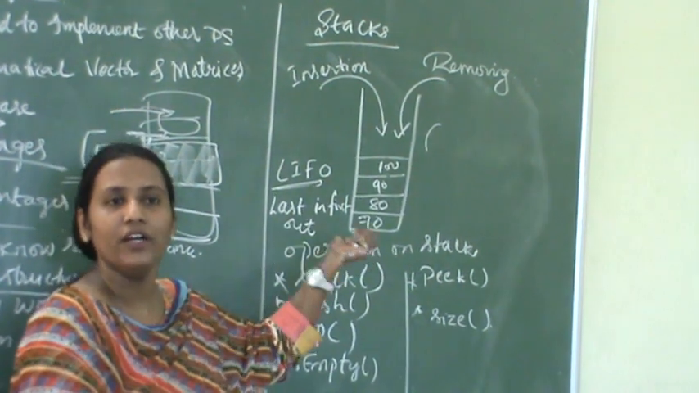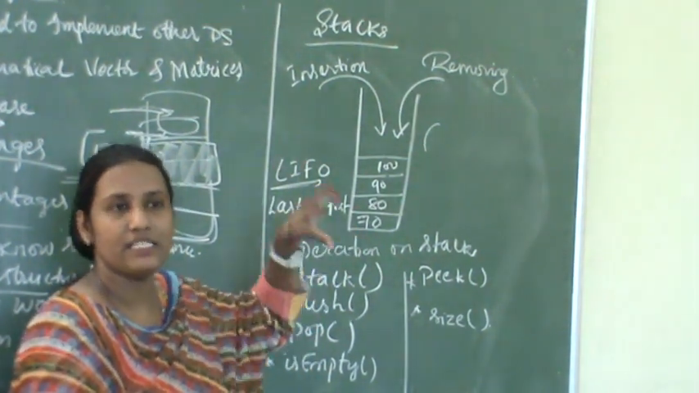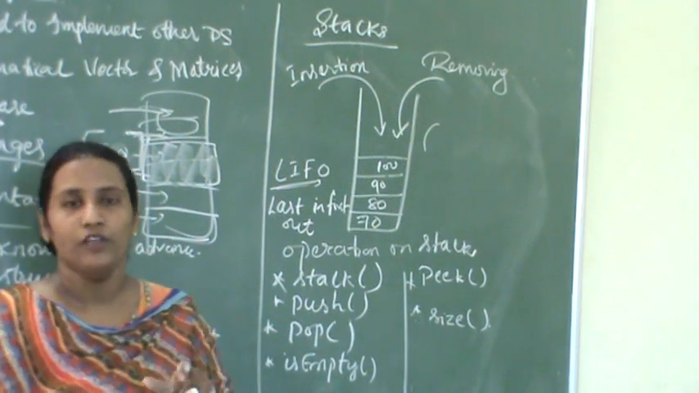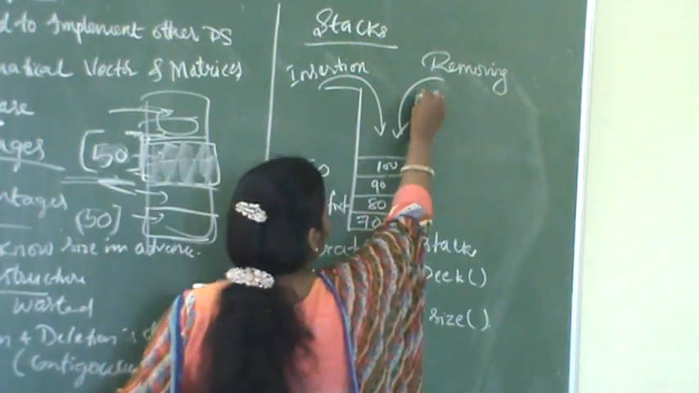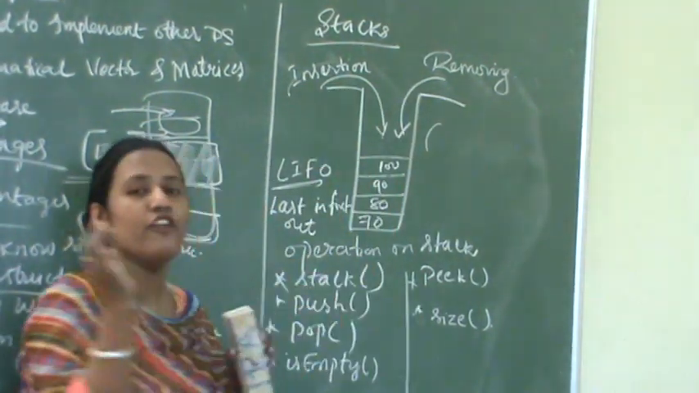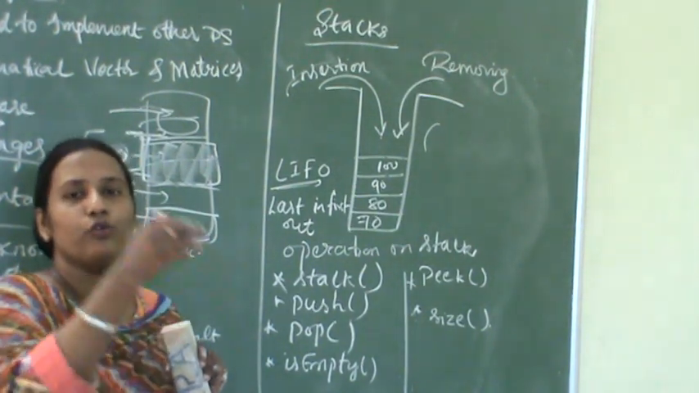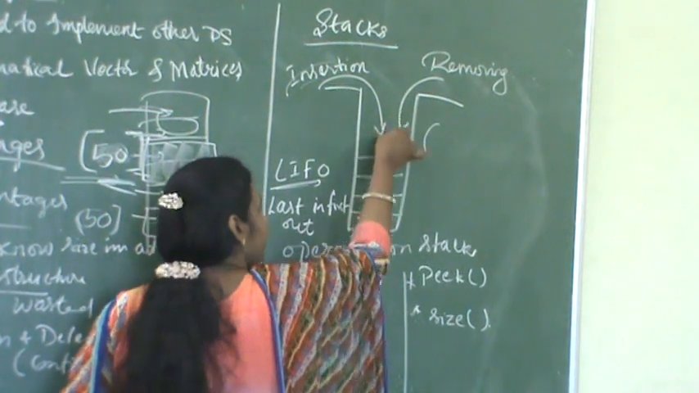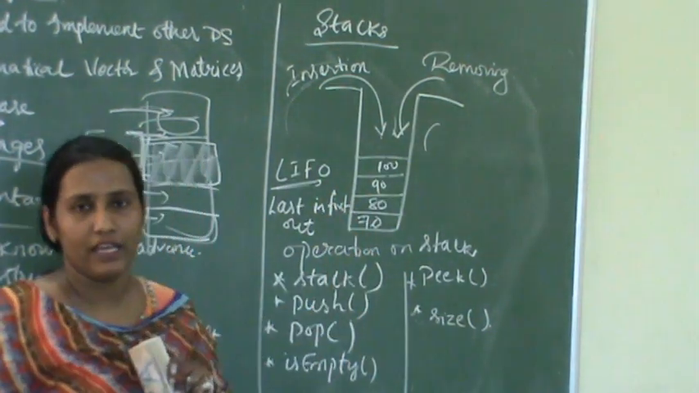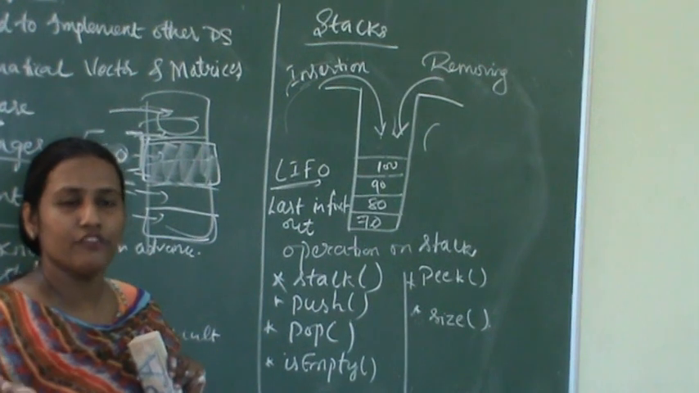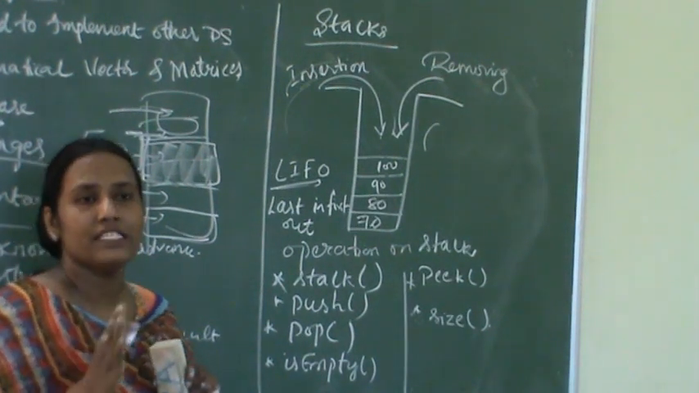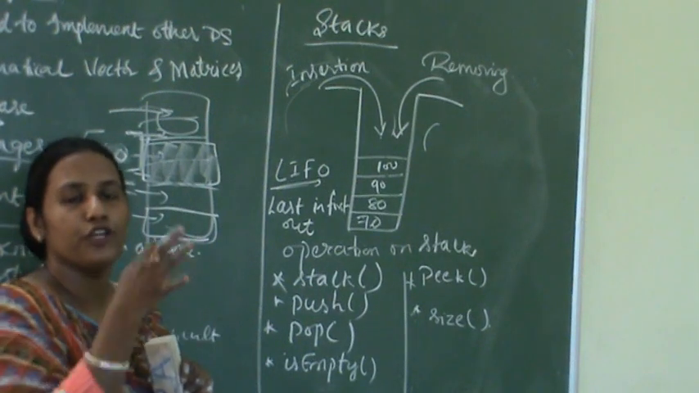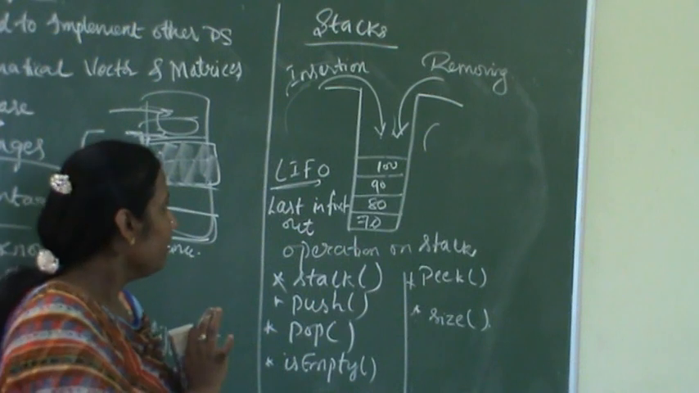In this type of data structure, the elements can be inserted and deleted at the same end, the insertion and the deletion, because we have only one end. With this one end itself, we are going to add the element, and from this end itself, we are going to remove the element. The insertion and deletion are done in the last in first out manner. Whichever we have inserted last will be removed first. That is the stack.